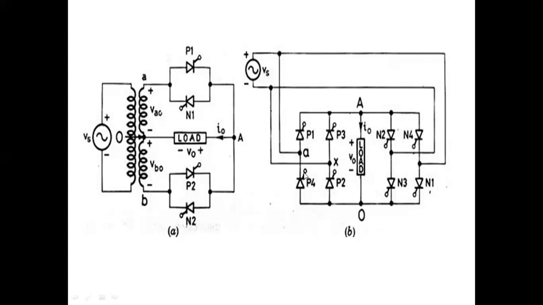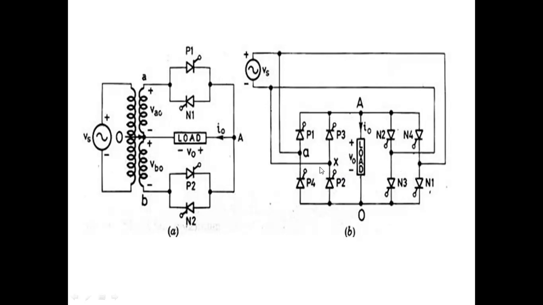Here, P1, P4 are outside. N1, N4 are also outside. Inside, P2, N3. Here also N2, N3 inside. P1, P4 reverse here, N1, N4. P2, P3 similarly N2. How will we connect these thyristors?